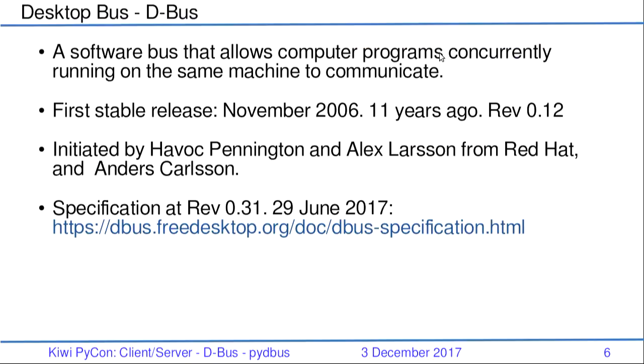The dbus itself is a software bus that allows computer programs concurrently running on the same machine to communicate. The first stable release was 11 years ago, and it was the work of three chaps, two of them from Red Hat. The latest update to the spec was this year at 0.31. So there have been about 20 releases over 10 years, about two a year. And you can actually go to that specification there. In fact, you will need to later on. You'll see why.